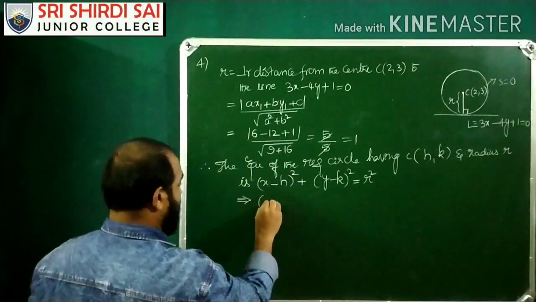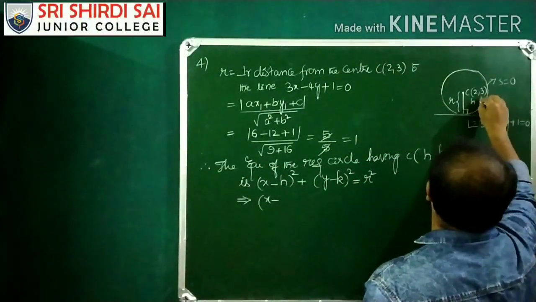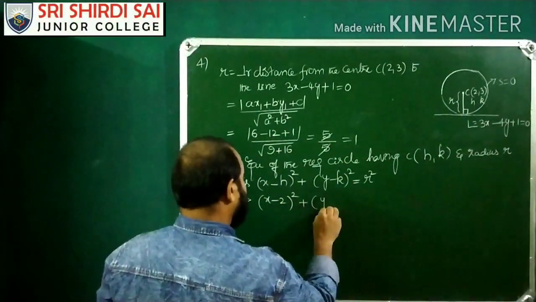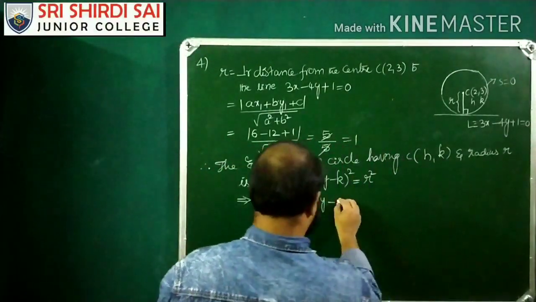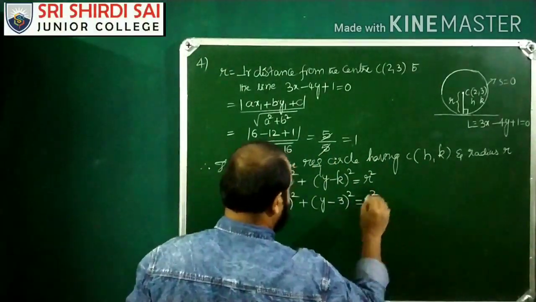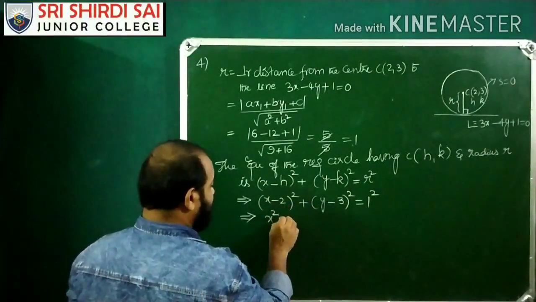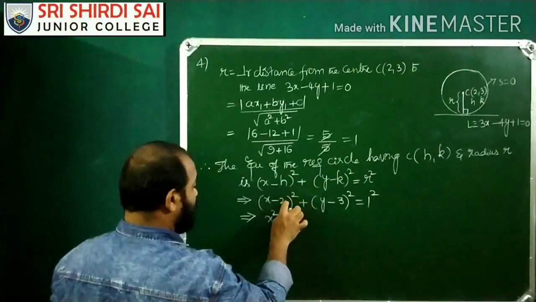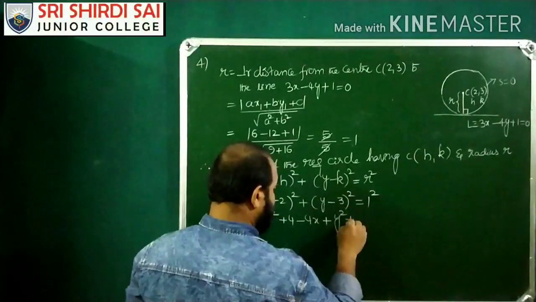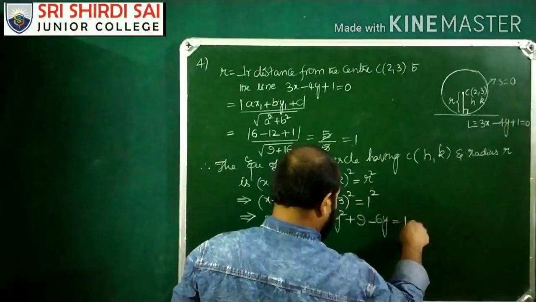That implies (x − h), where this is h and this is k: (x − 2)² + (y − 3)² = 1², since the radius is 1. Expanding with (a − b)² = a² + b² − 2ab: x² + 2² − 2·2x, that is 4 minus 4x, plus y² + 3² − 2·3y, that is 9 minus 6y, equals 1.